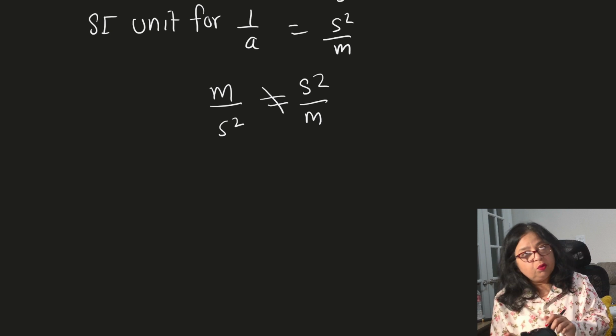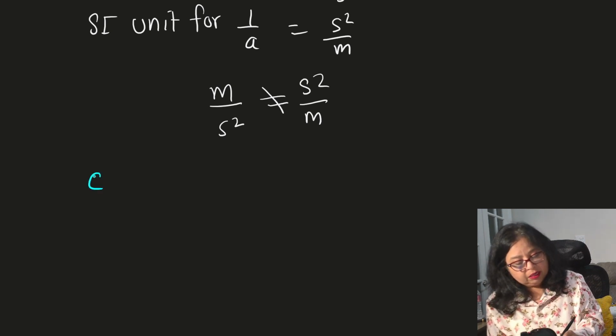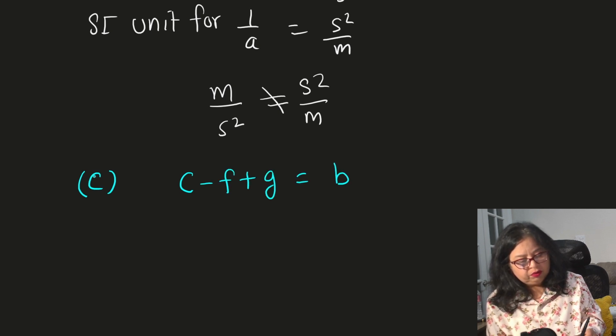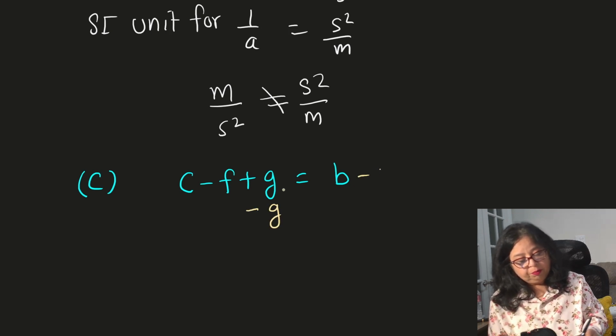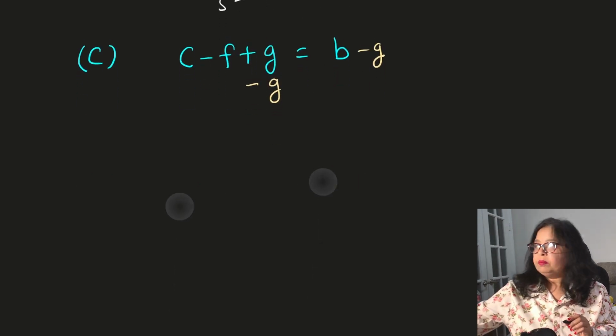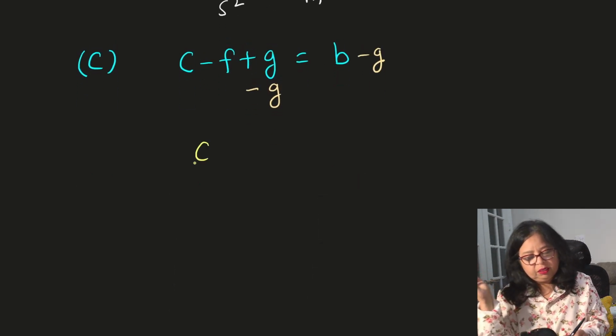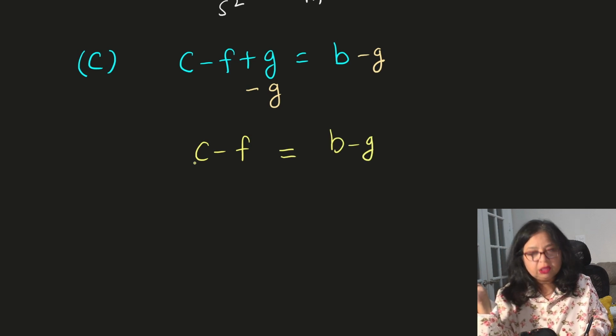So this was option B. Option B was incorrect. Option C says C minus F plus G equals B. So a very similar problem to option B. Let's go ahead and do the same thing as I did for option B. I'm going to subtract G on both sides. What does that give me? That gives me C minus F on the left hand side equals B minus G on the right hand side.